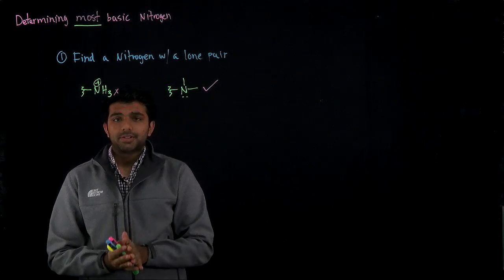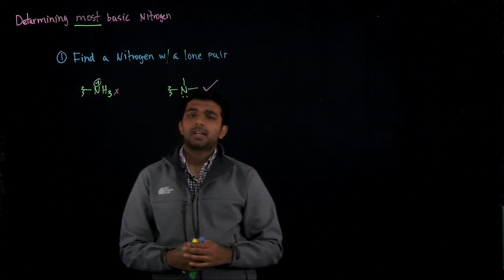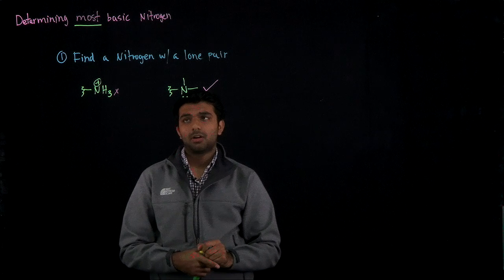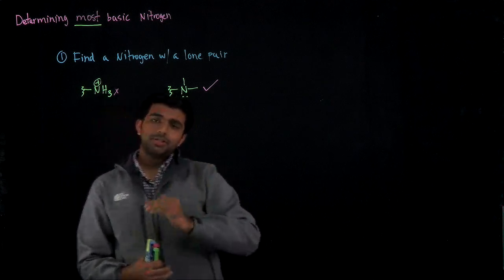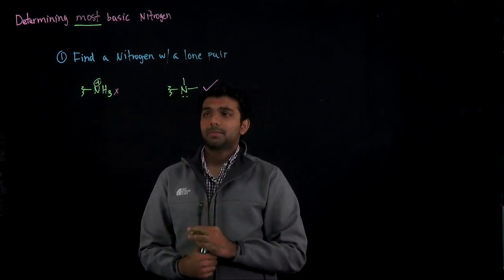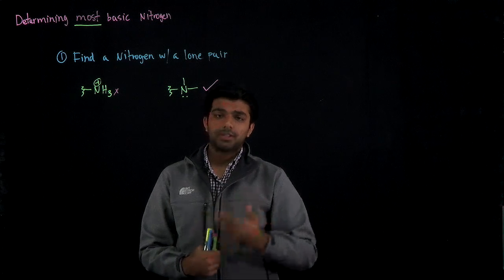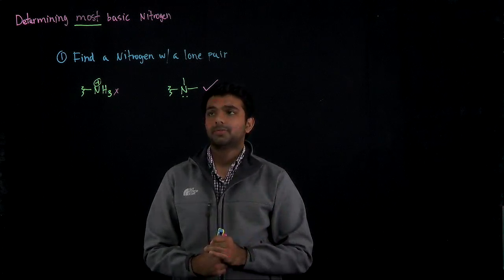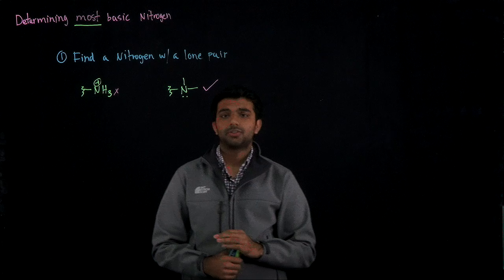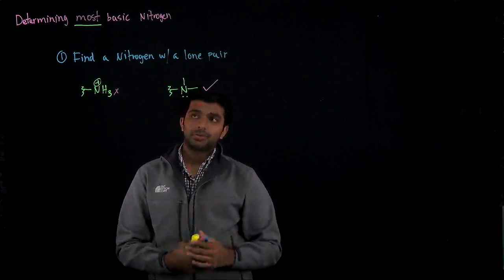So the objective of this video is going to be to determine the most basic nitrogen within a compound or between compounds. And so we're going to go through a series of steps, and although some of these steps might be quite obvious, with repetition it should become very familiar, and it should be very easy to figure out which nitrogen is the most basic using the rules provided.